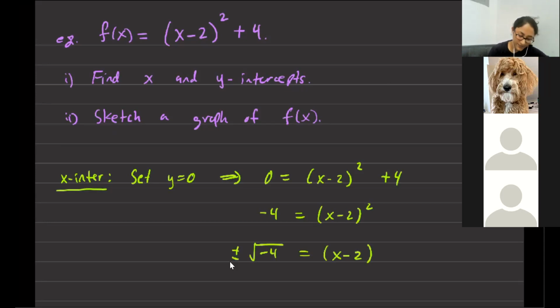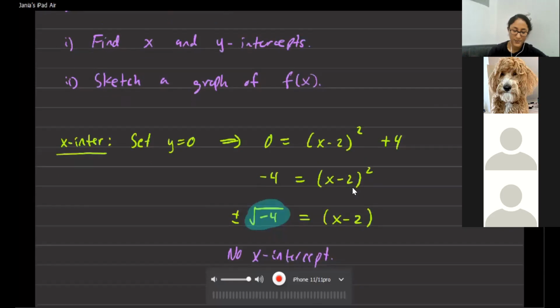Well, now here's a question for you. Do we have a number for this on the real line? No, that's imaginary. Exactly. So that means that there is no x-intercept. So we're unable to solve. That means the graph doesn't intersect the x-axis. Any questions on that?